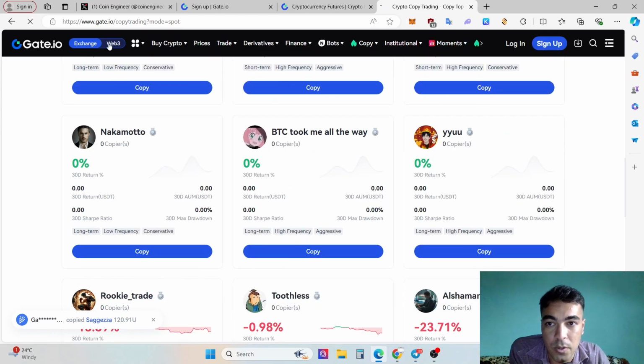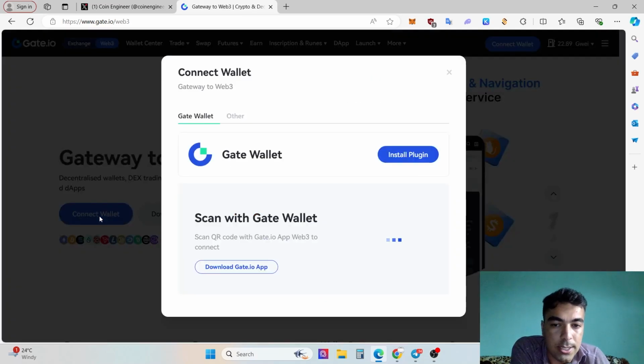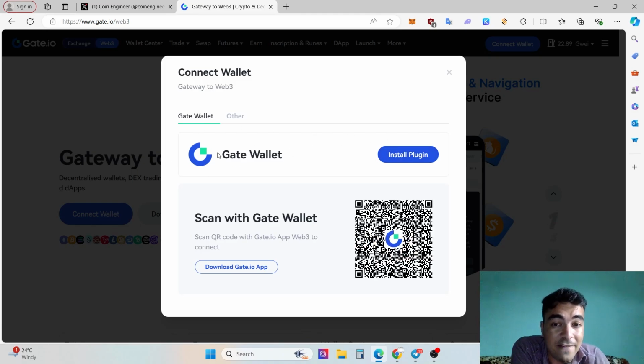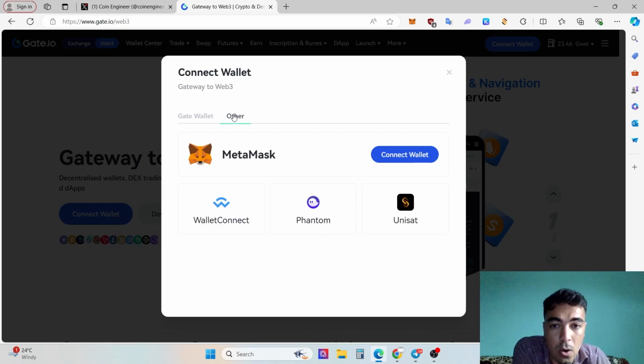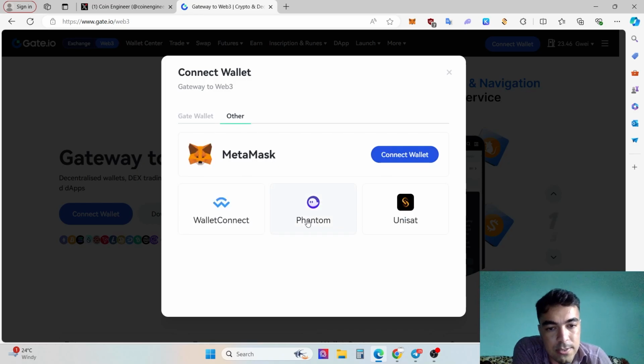Right now, we need to move to the Web3 side from the exchange side. First of all, you need to start by clicking Connect Wallet. If you have Gate Wallet, you can use it to connect, or you have no problem. Click Install Plugin, you will be directed to the Chrome Web Store, and then you will get your own Gate Wallet from there. Just click Connect, and then you can do everything in there, or you don't need to install this plugin. You can use MetaMask, at Solana Phantom, at Bitcoin Unisat.